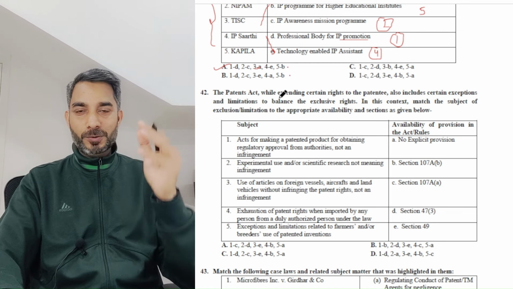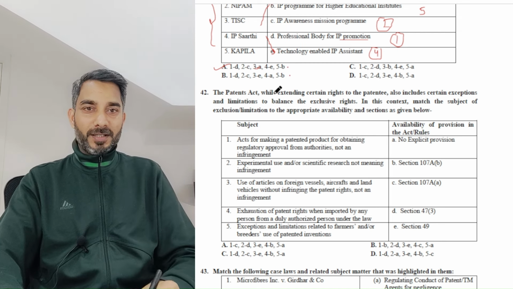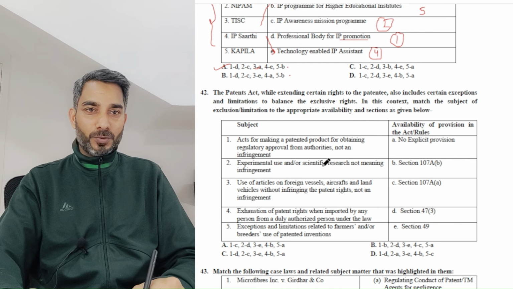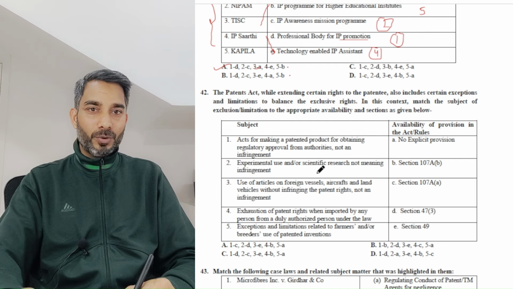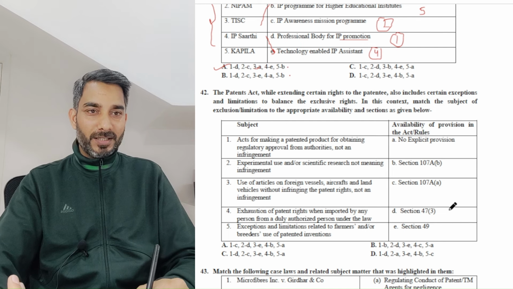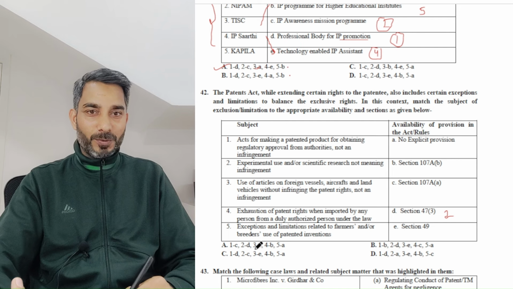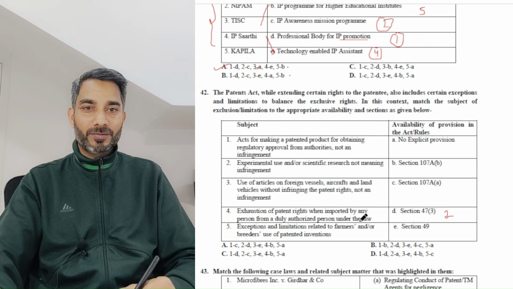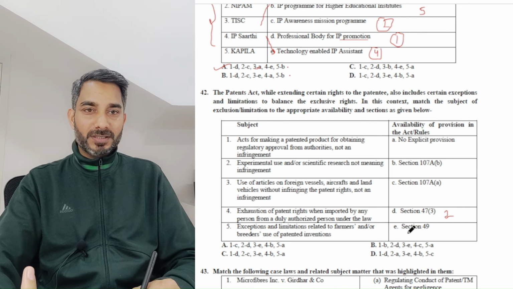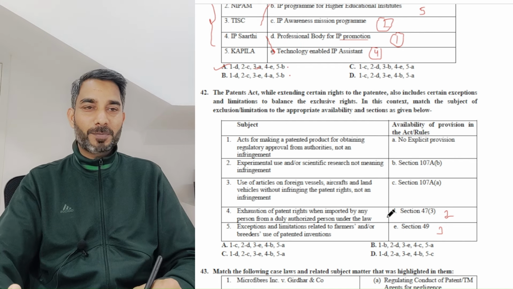47 is government usage, experimental usage, right? So here it says experimental use and scientific research. So this should go to 47 for sure. 2D. So can we write 2? Do we have 2D here? 2D. Okay, two options, A and B, one of them. Section 49 is foreign vessels. Foreign vessels. So 3E. Okay, we already got 2D and 3E are perfect.